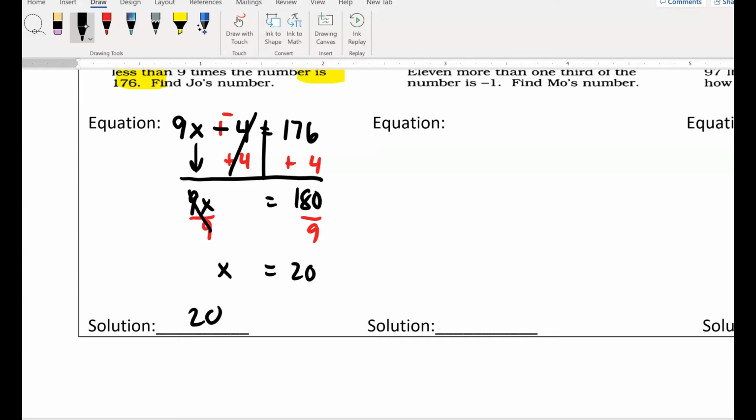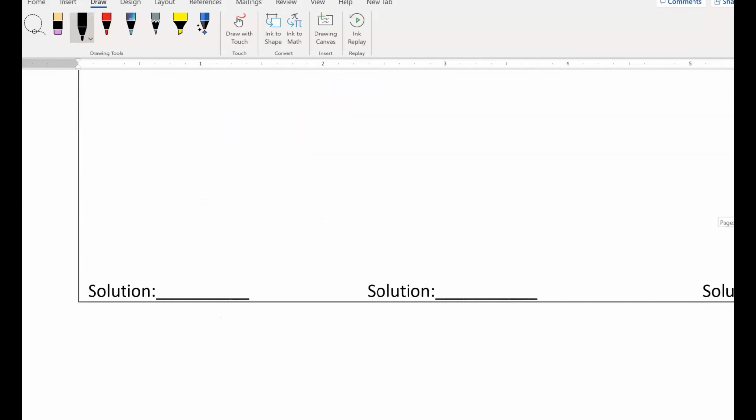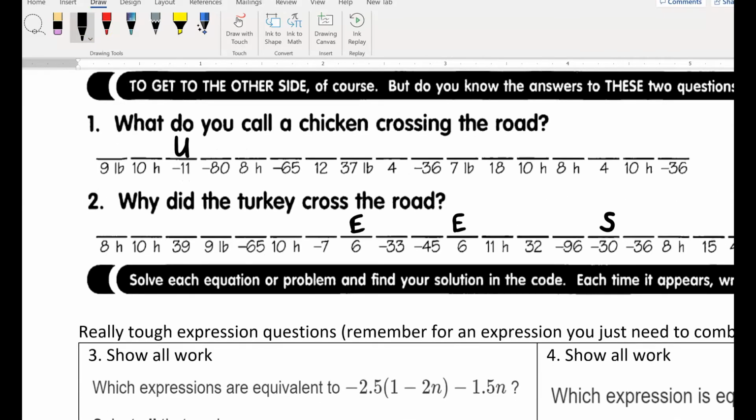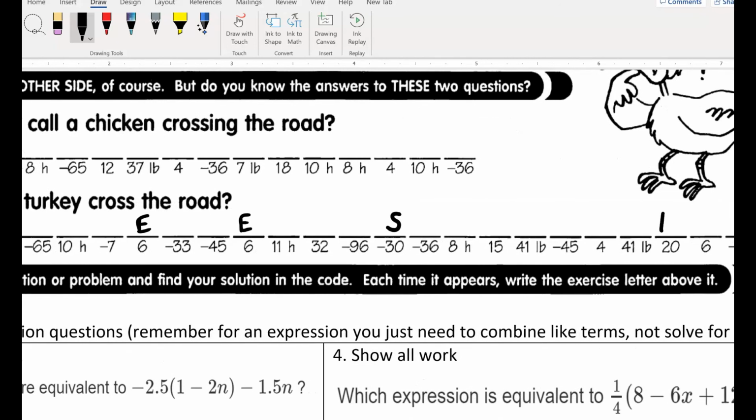So wherever I see 20 on my puzzle, I'm going to put the letter K. Don't see 20. Oh, there it is all the way again.